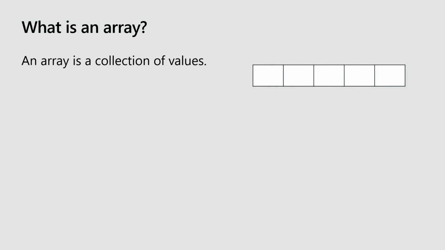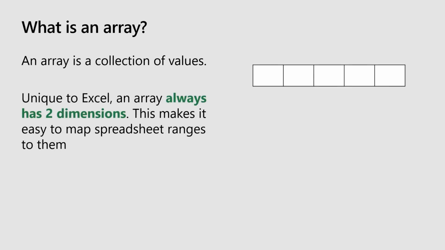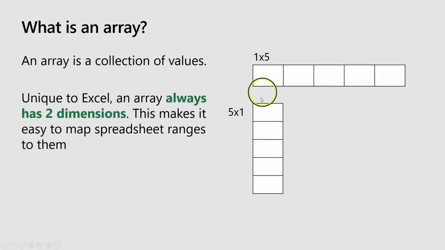Okay, so what is an array? An array is a collection of values. Unique to Excel, arrays always have two dimensions. Okay, that makes it really easy to map arrays to the grid and the grid to arrays. But the important thing is, I'll get to that in a second. I've got some more demos, but here's a 1 by 5 array. So this is not just a 5-element array. We always have 2 dimensions on an array in Excel, right? And this is a 5 by 1 array. And those two things are different, okay?